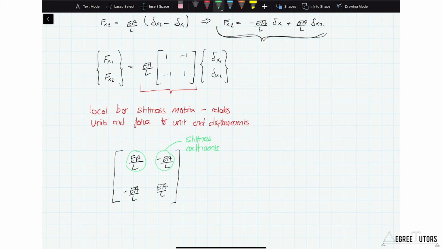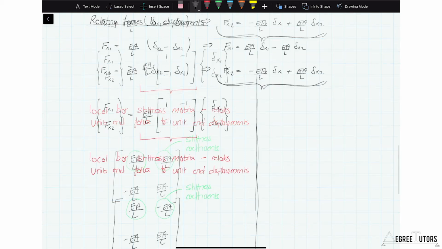It's a simple idea. It's just relating the forces at the ends of a bar to the corresponding displacements. Okay, so let's just think about this for a second at a slightly higher level. Let's just create a little bit of space for ourselves here. Right, so what have we got?